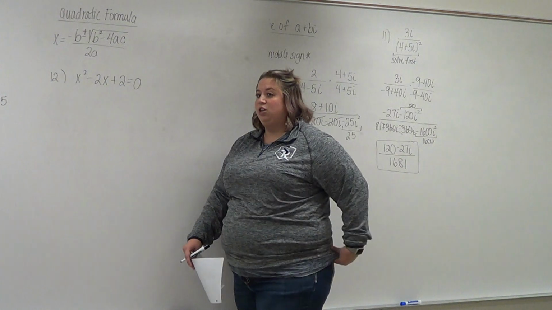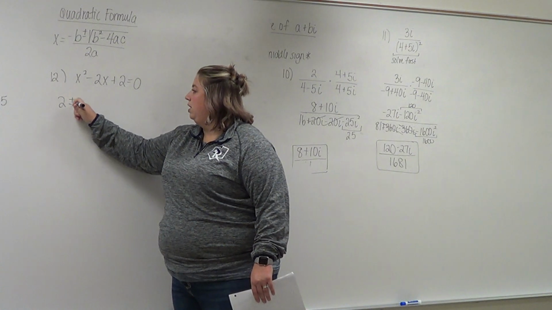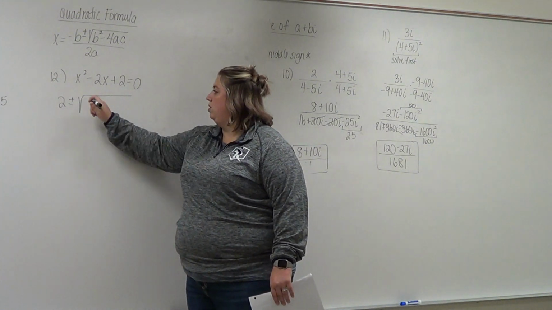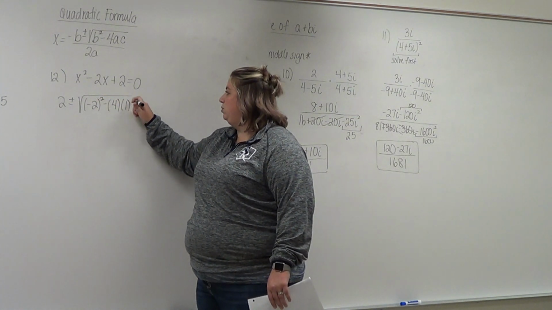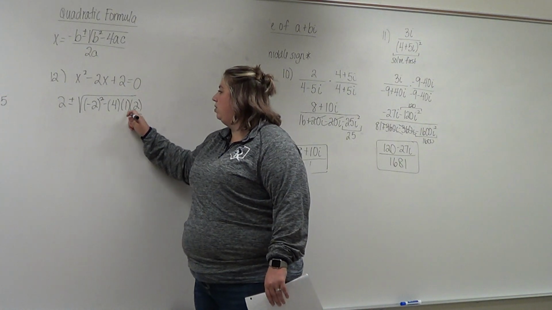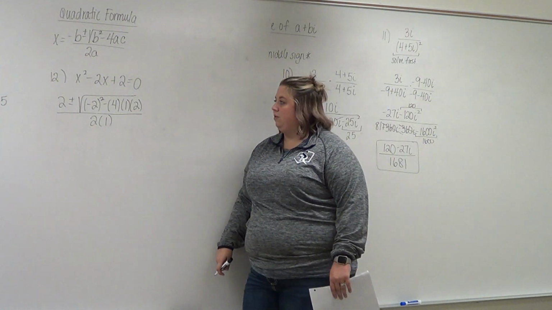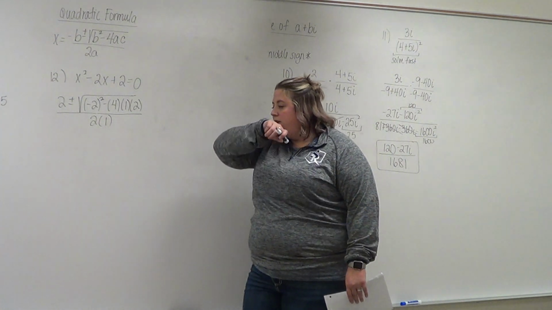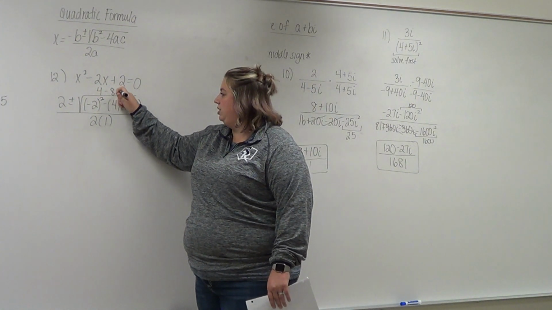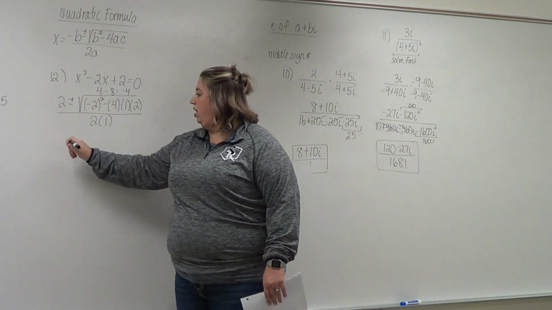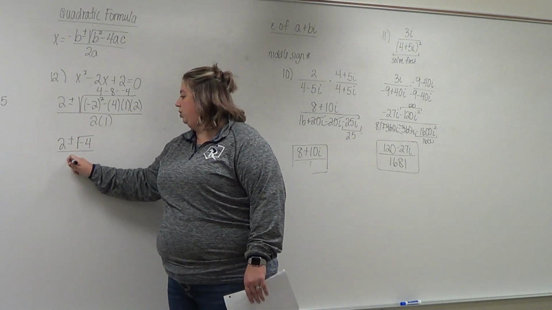Alright, so we're going to solve using the quadratic formula. So opposite of b, so I would have 2, and then plus or minus the square root of negative 2 squared minus 4 times 1 times 2 all over 2 times 1. Okay, so if I simplify inside the square root, this would be 4 minus 8, which is negative 4. So now I have 2 plus or minus the square root of negative 4 over 2.